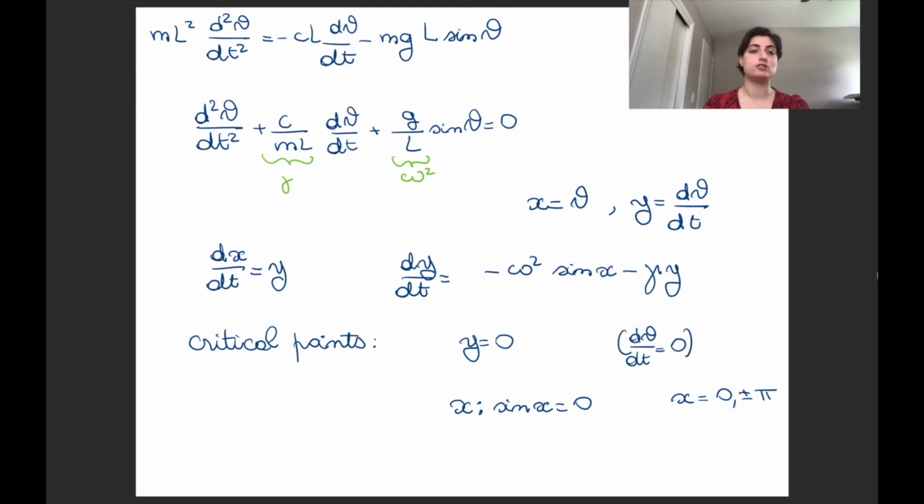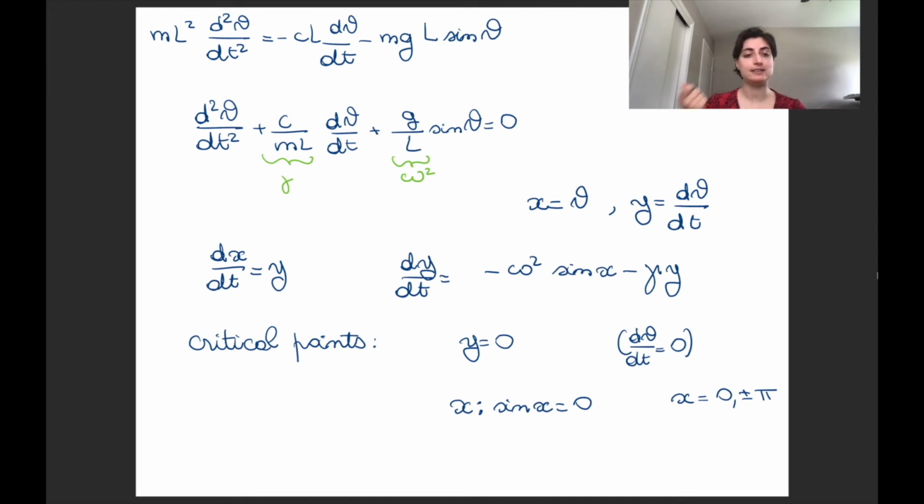So we can do some changes in here. For example, we can divide everything by m l squared, such that the second derivative of theta doesn't have a constant anymore, and turn everything such that we have a 0 on the other side. We define gamma as c divided by m l and omega squared as g divided by l. And with a change of variables, we now define x as being theta and y being the first derivative of theta. So we went from a second order ODE to a first order 2D ODE.